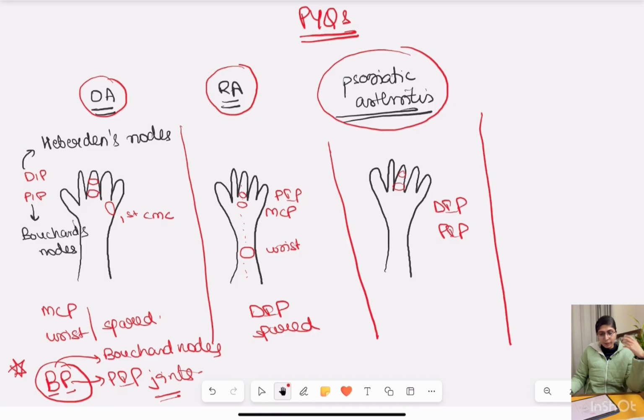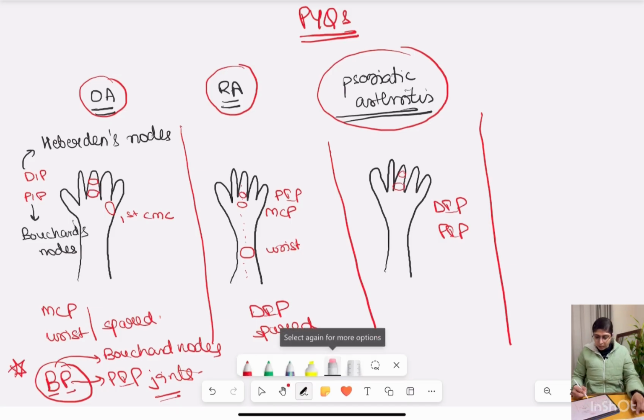Okay. So if a question comes in the exam, I did not try to remember the page where Bouchard node, Heberden node was written, whether I wrote DIP, whether I wrote PIP. Your brain doesn't work like that during an exam. Your brain works on mnemonics, trust me. So I only try to remember BP. And I know that Bouchard node, PIP joint, that's it. So if they ask about Heberden node, I know it is the DIP joint.